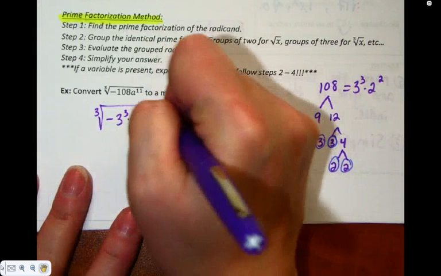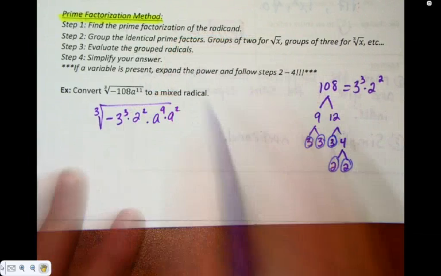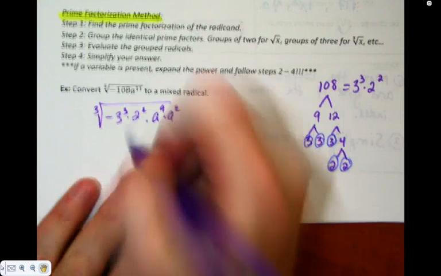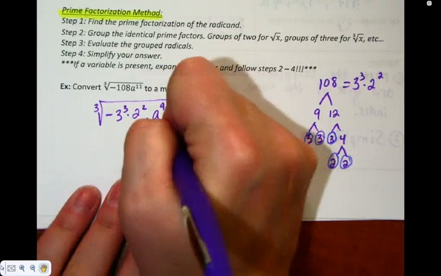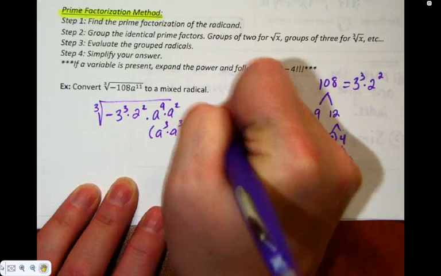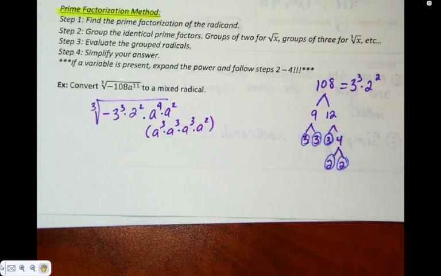I'm going to say that this is a to the 9 times a squared. All I'm doing is bringing out the highest multiple of 3. You could write this, if you want to, as a to the 3 times a to the 3 times a to the 3 times a squared. It's completely up to you which way your brain sees it.